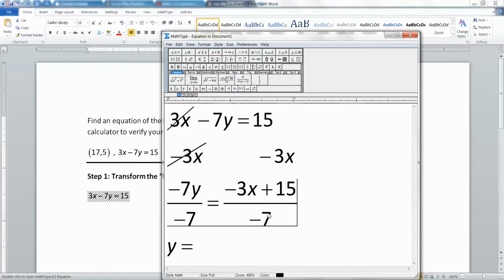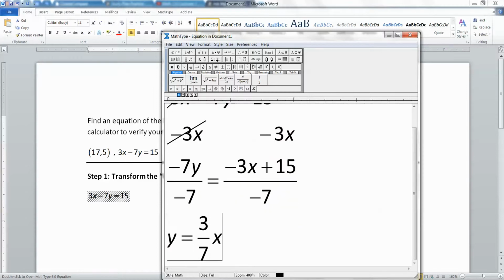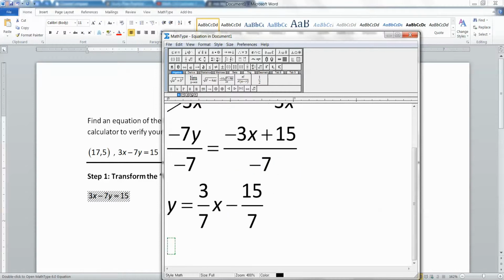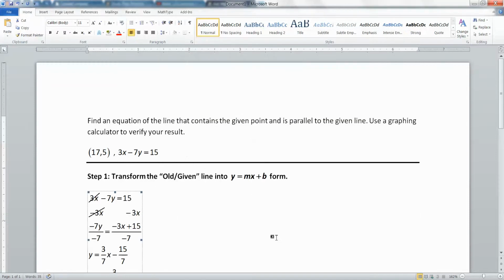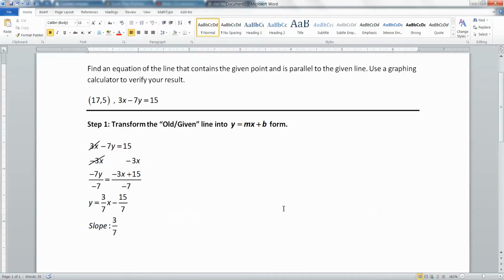So it's negative 3 over negative 7, so that would be 3 over 7 x minus 15 over 7, right? Because if it's a positive 15 over negative 7, that means it's minus 15 over 7. Now what you really wanted out of this was the slope. So let's take a moment and notice that the slope was 3 over 7. Okay, get into y equals mx plus b form. There you go, and get the slope.